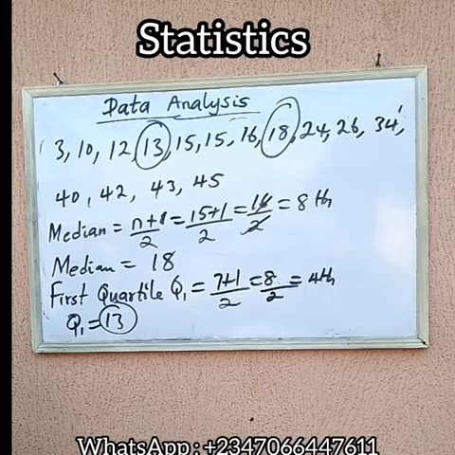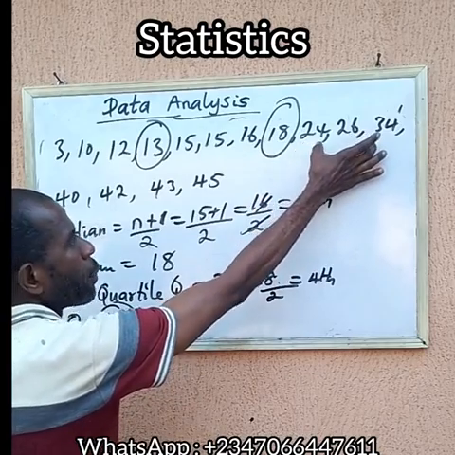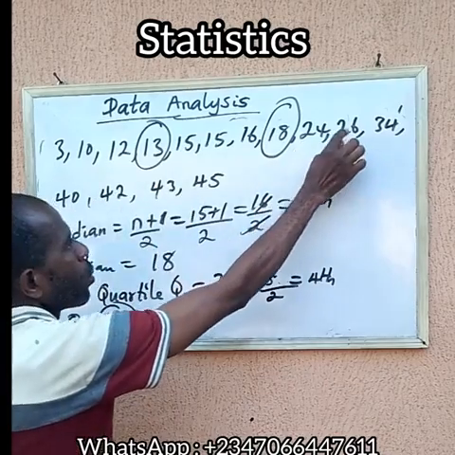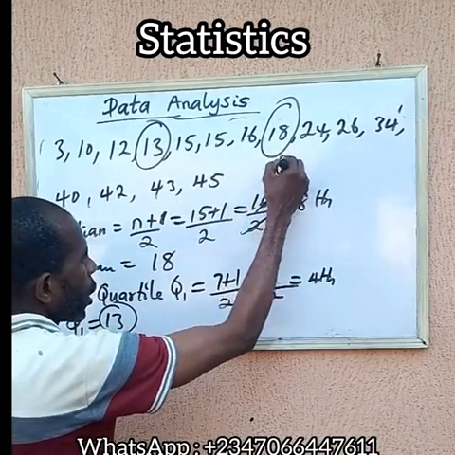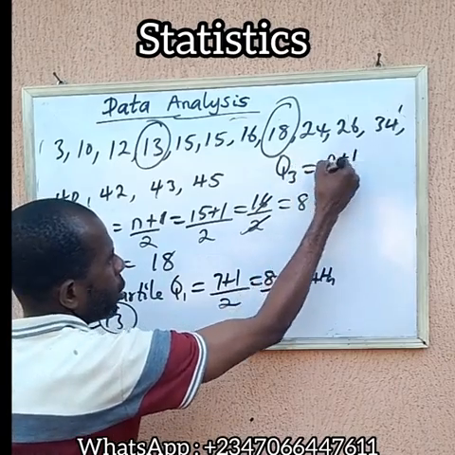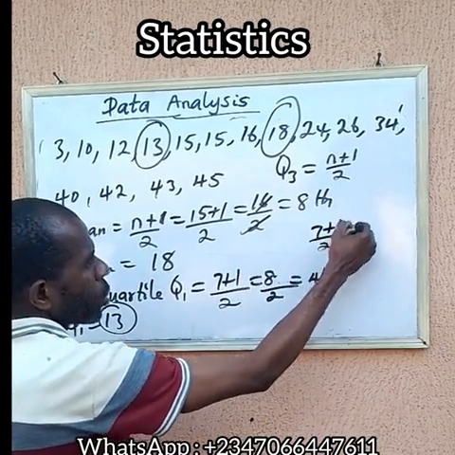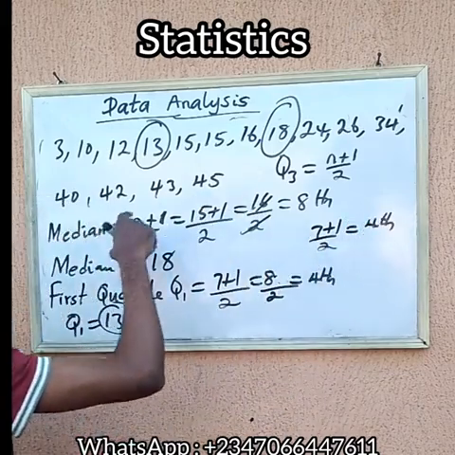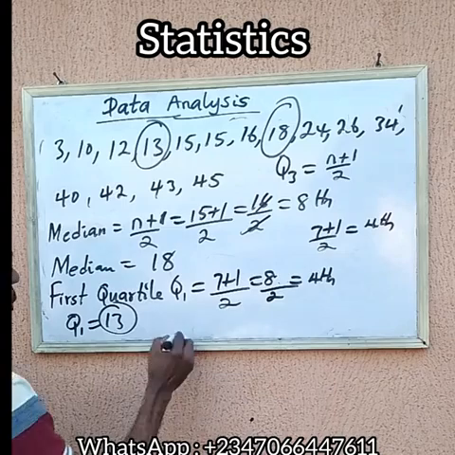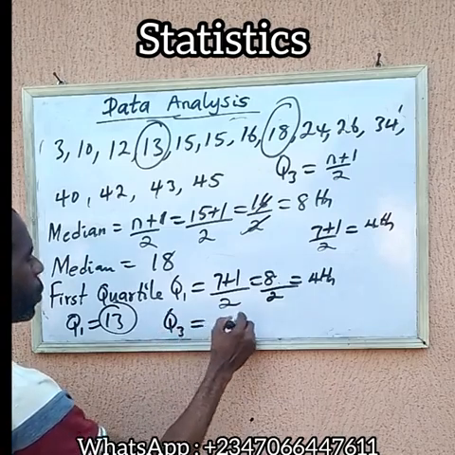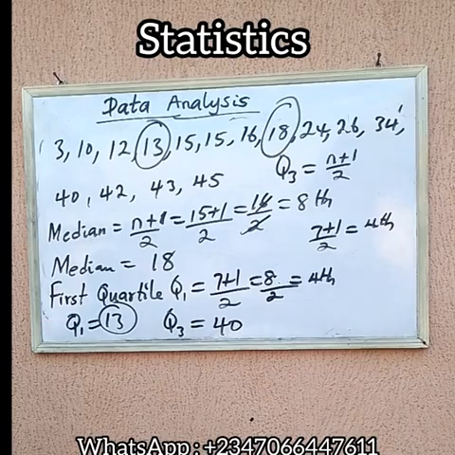Now let us go to the third quarter. The third quarter is the numbers we have here, the second half of the distribution. We have how many? 1, 2, 3, 4, 5, 6, 7. That third quarter we use Q3. It's also n plus 1 all over 2. The same thing, n there is 7. Still 7 plus 1 all over 2, which is the fourth number. Taking the fourth number there: 1, 2, 3, 4. So Q3 is equal to 40.